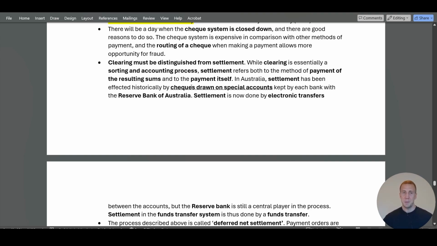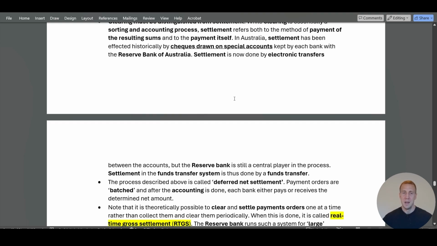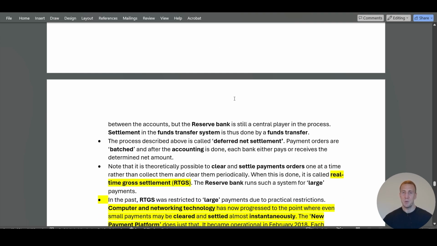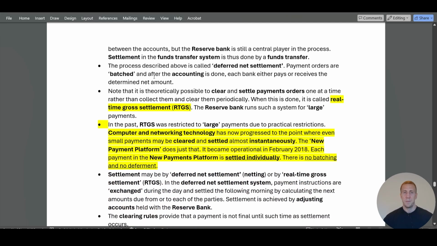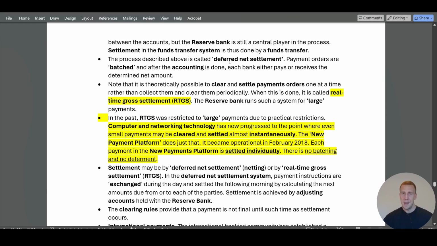In Australia, settlement has been effected historically by cheques drawn on special accounts kept by each bank with the Reserve Bank of Australia. Settlement is now done by electronic transfers between the accounts, but the Reserve Bank is still a central player in the process. Settlement in the funds transfer system is thus done by a funds transfer.